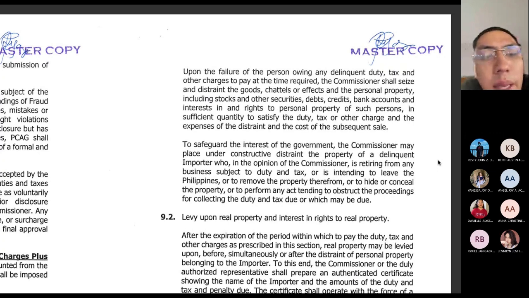The Commissioner may place under constructive restraint the property of a delinquent importer who, in the opinion of the Commissioner, is retiring from any business subject to duty and tax, or is intending to leave the Philippines, or to remove the property therefrom, or to hide or conceal the property, or to perform any act tending to obstruct the proceedings for collecting the duty and tax due or which may be due.